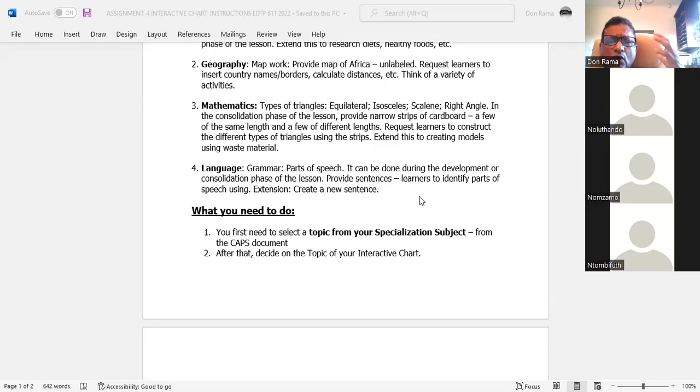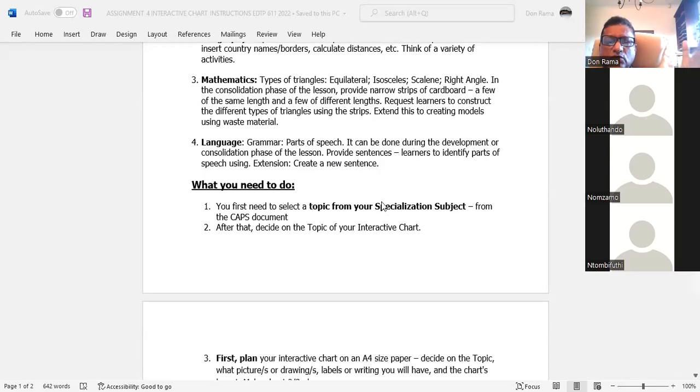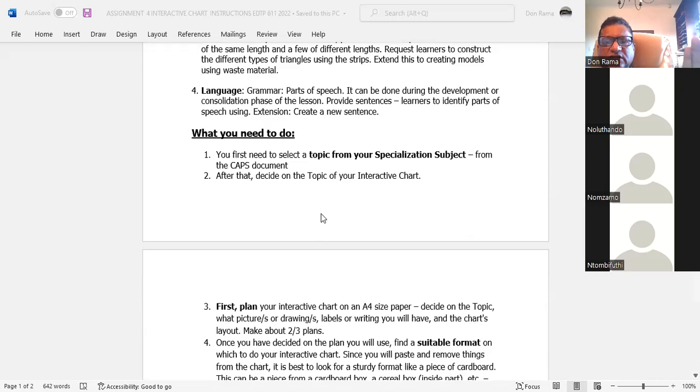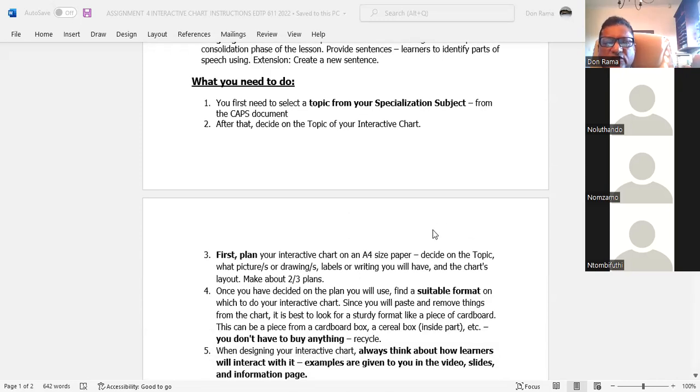So what do you need to do? You first need to select a topic from your specialization subject from the CAPS document. If you don't have the CAPS document, you can create a chart. I will allow you to create a chart, even if it's not from the CAPS document, right? Then you decide on the topic of your interactive chart.